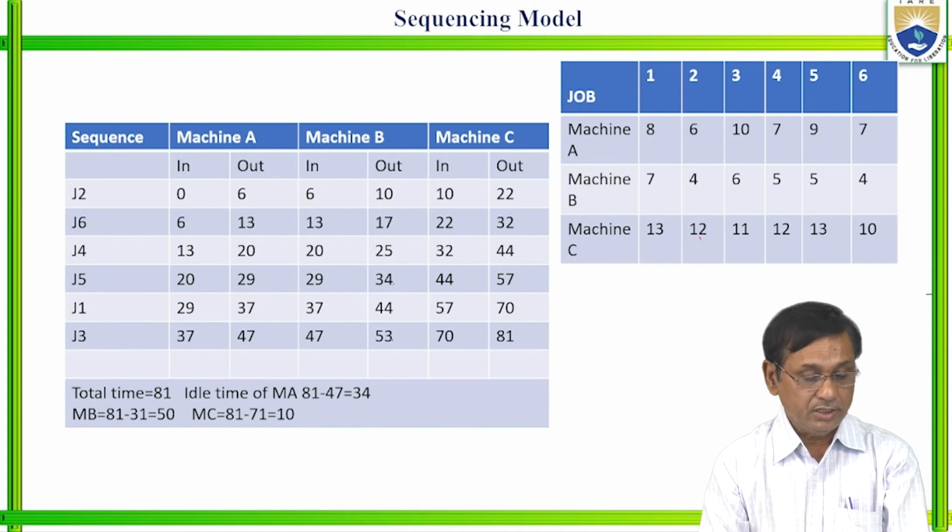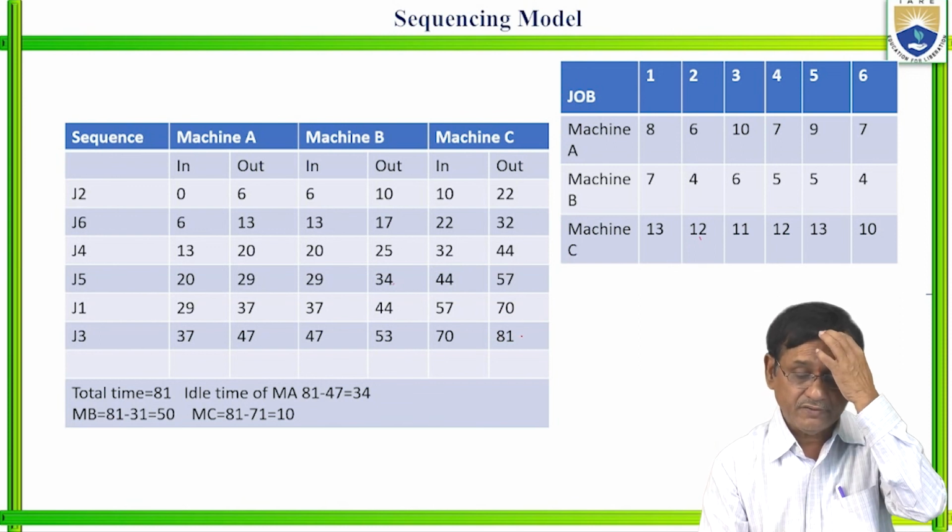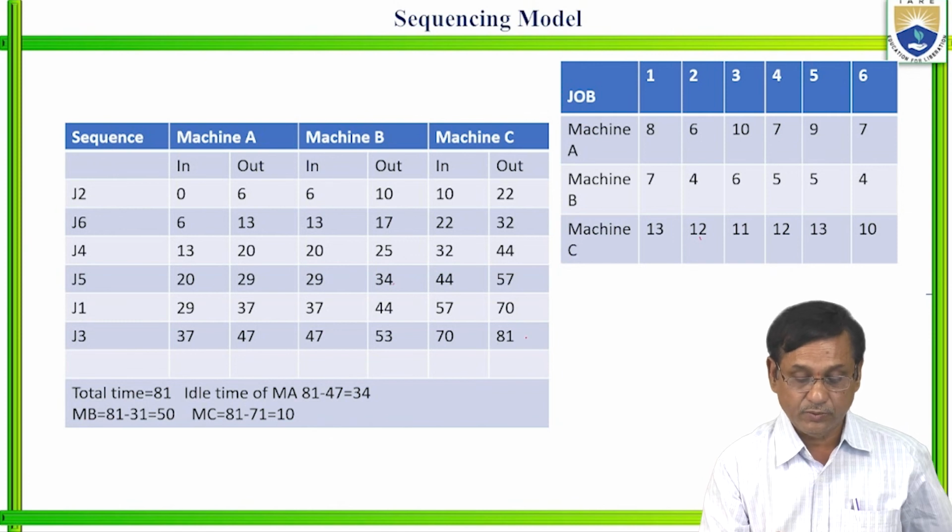Then the J3 job goes to machine C at 70, because it cannot go to machine C after completing the process on machine B, as J1 is still processing on machine C. So it will enter machine C at the 70th hour, and the processing time required is 11. So it will be finished by 81 hours, which means at the end of 81 hours, all jobs will be completed.